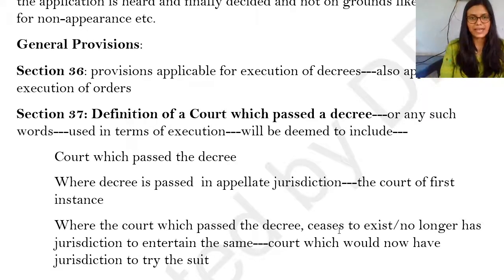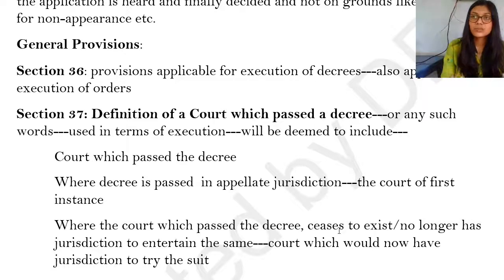When it is finally decided. So here, if it is an appellate jurisdiction decree, then it will be decided by the court of the first jurisdiction. And where the court which has passed the decree has ceased to exist or is no longer having the jurisdiction to entertain the same, whichever court now has a jurisdiction to try that suit will try the same.